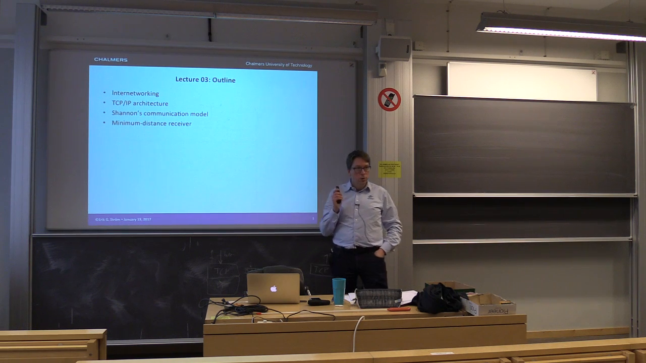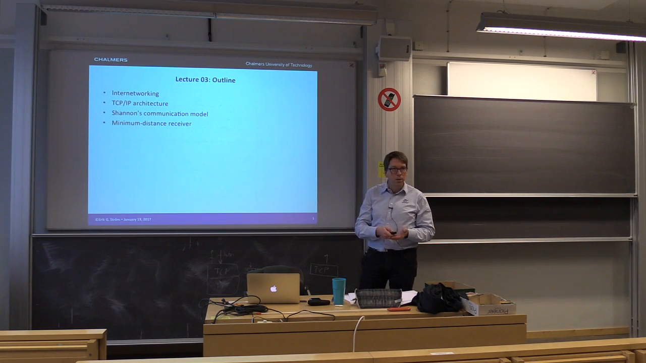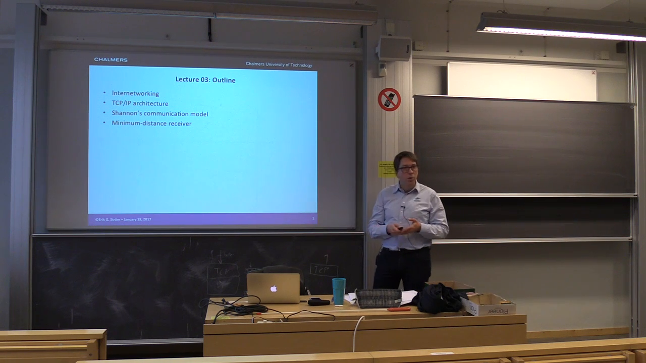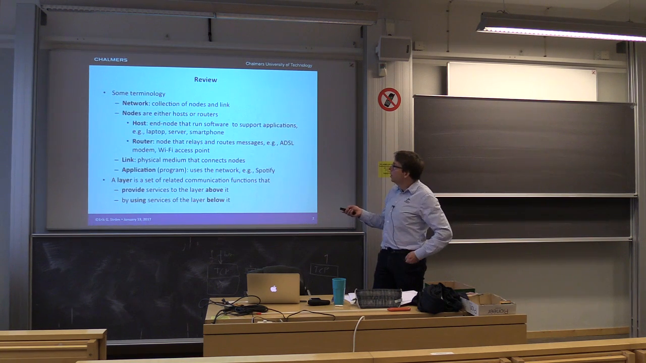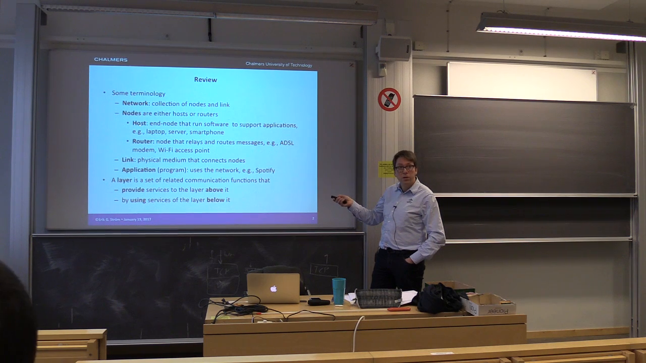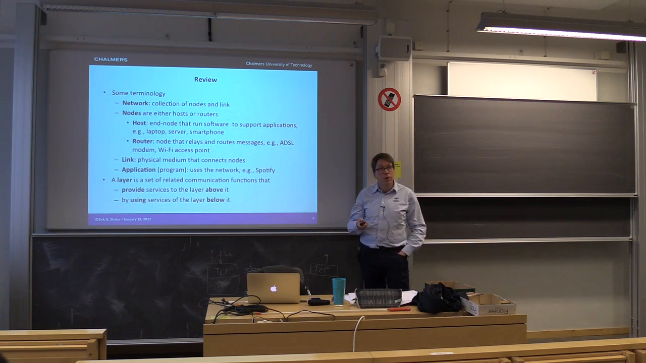Okay, so here, now we will talk about internets and what they are, and a little bit on the TCP/IP protocol architecture, and then move into the physical layer, some details about the physical layer. Terminology: network, connection of nodes and links. We know this. Nodes are either hosts or routers. Hosts are end devices running some software that support users. Routers are in between, transferring data from point A to point B. A link is a physical medium that connects nodes. An application or a program is something that uses the network, for instance, Spotify.